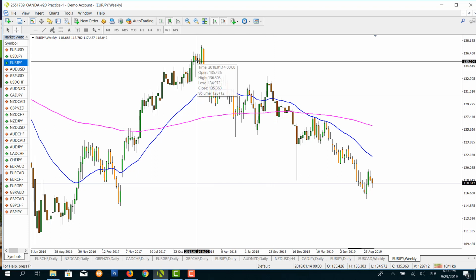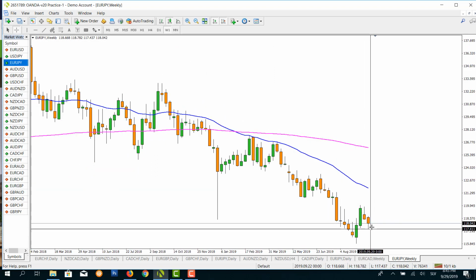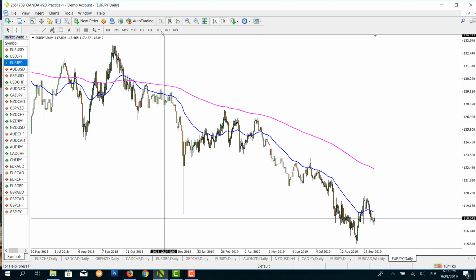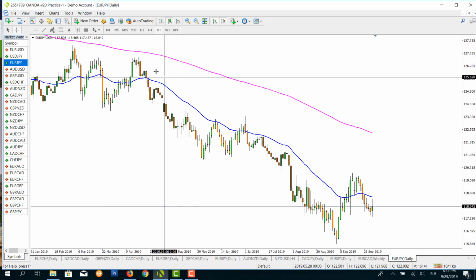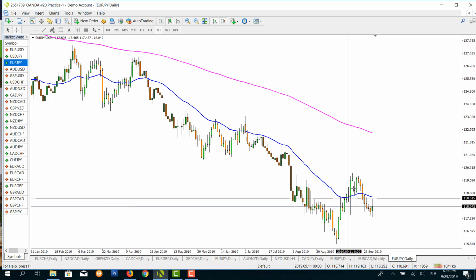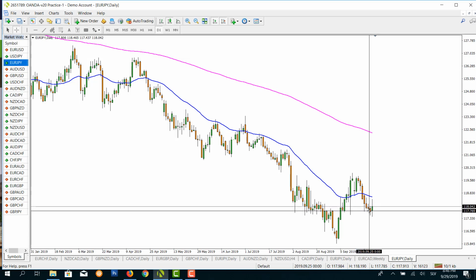Okay, so Euro Yen, let's move on. Weekly time frame, bearish candle pattern on a weekly. Nothing special, to be honest with you. Let's take a look on a daily. Okay, so there was a trend line, a pretty strong trend line, and price tried to break through that, but the sellers were pretty strong and pushed the price to the downside.